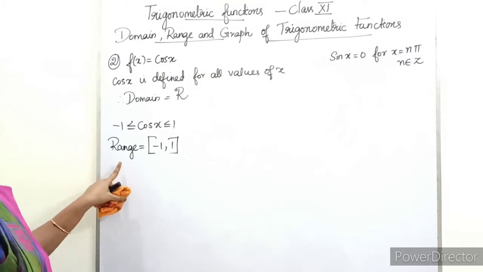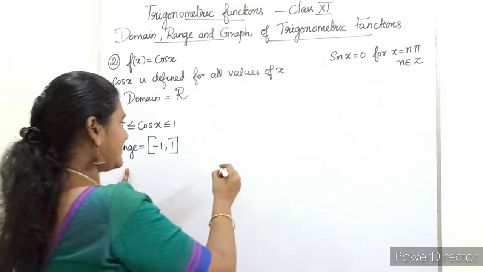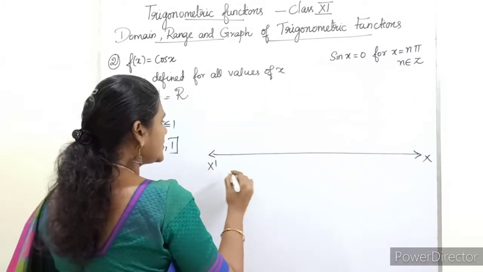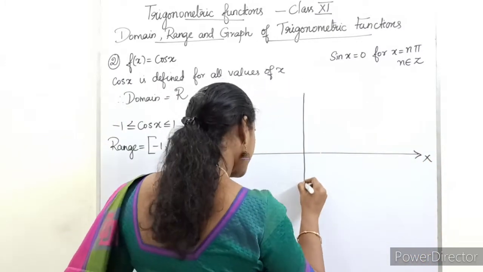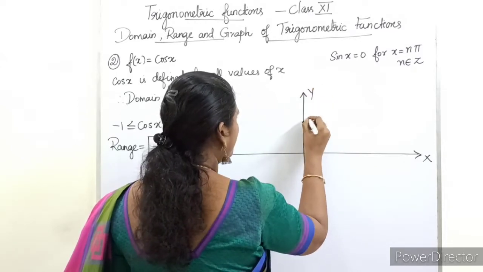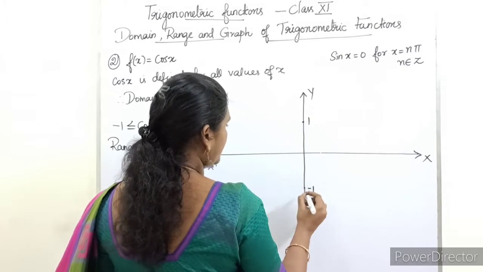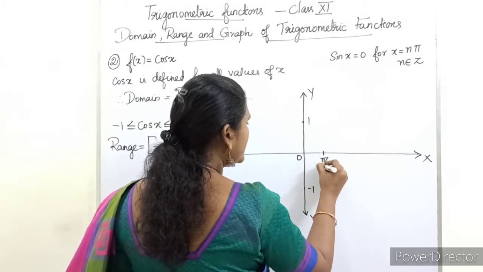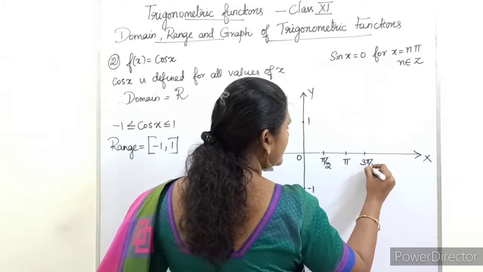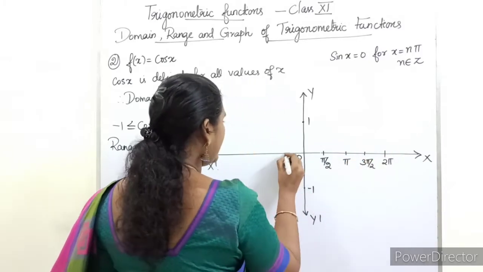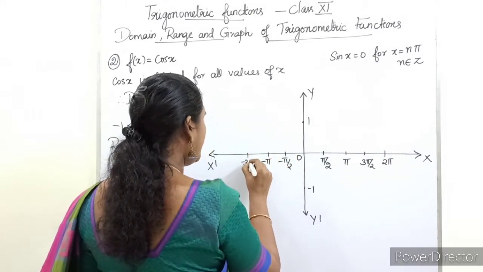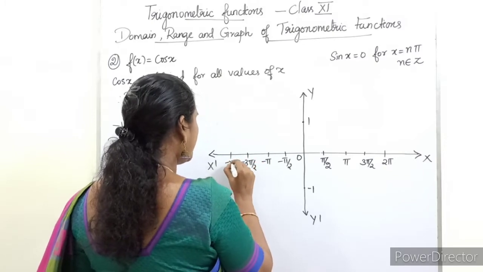Now we are going to draw the graph of cos x. X dash, here we will mark y dash, y. This point is 1 and this is minus 1. 0, pi by 2, pi, 3 pi by 2, 2 pi, and here minus pi by 2, minus pi, minus 3 pi by 2, minus 2 pi.